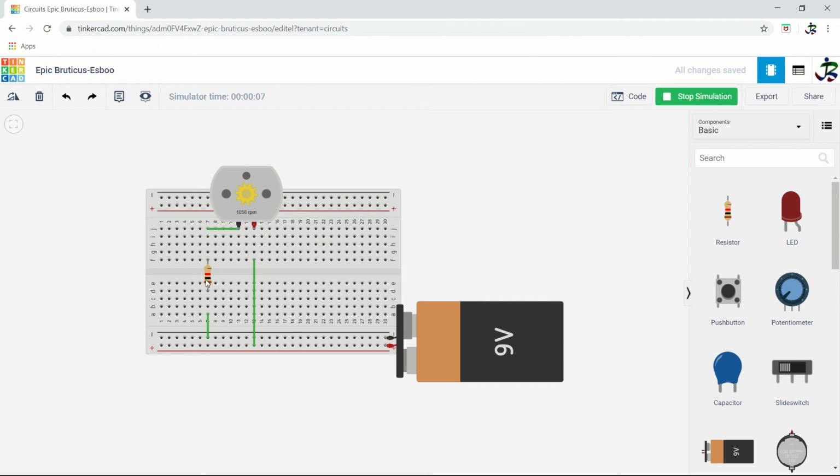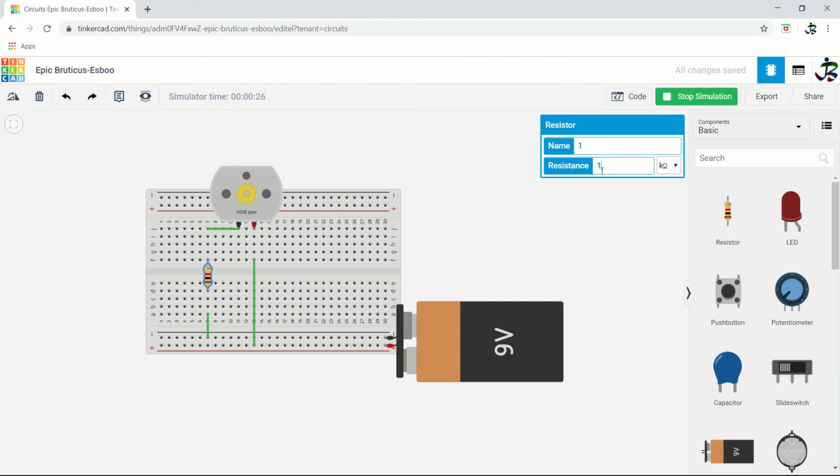So what does a resistor actually do? A resistor absorbs some of the voltage and gives a smaller voltage to the motor, which means small power to the motor, and that is the reason the speed reduces. So you understand how to reduce the speed of the motor with the help of a resistor.